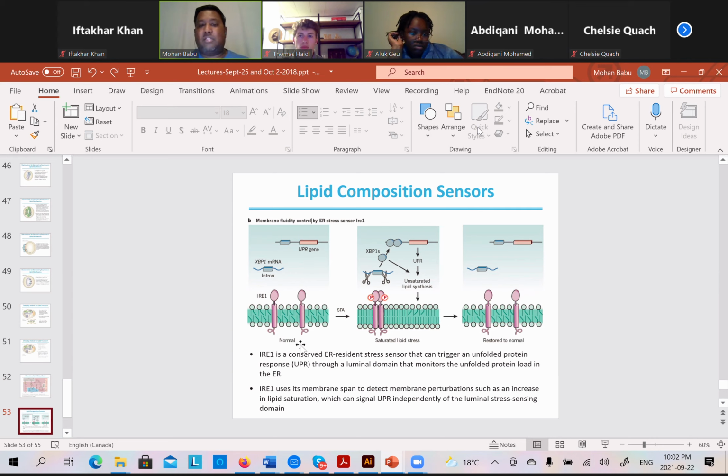Okay, so you can see there's a normal signal, a saturated lipid stress, and a restoration to normal. So we'll talk about how IRE1 can actually sense, under stressful conditions, how this triggers the UPR response and brings the membrane fluidity back to the normal state.